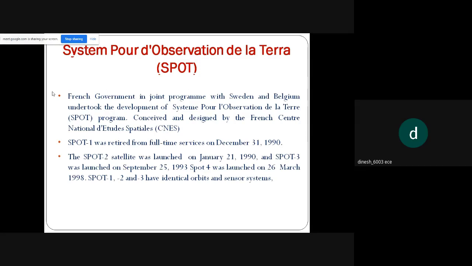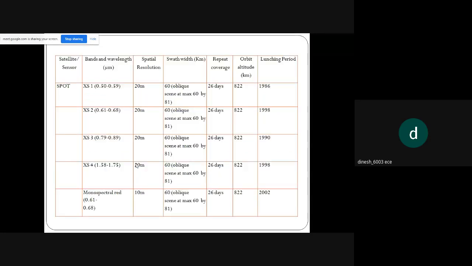and it was conceived and designed by the French Centre National d'Études Spatiales, CNES. Spot 1, which was launched by the French government, was retired from full-time services on December 31, 1990. Spot 2 was launched on January 21, 1990, and Spot 3 was launched on September 25, 1993. Spot 4 was launched on 26 March 1998, where Spot 1, 2, 3 have identical orbits and sensor systems. These are the specifications of Spot XS1.